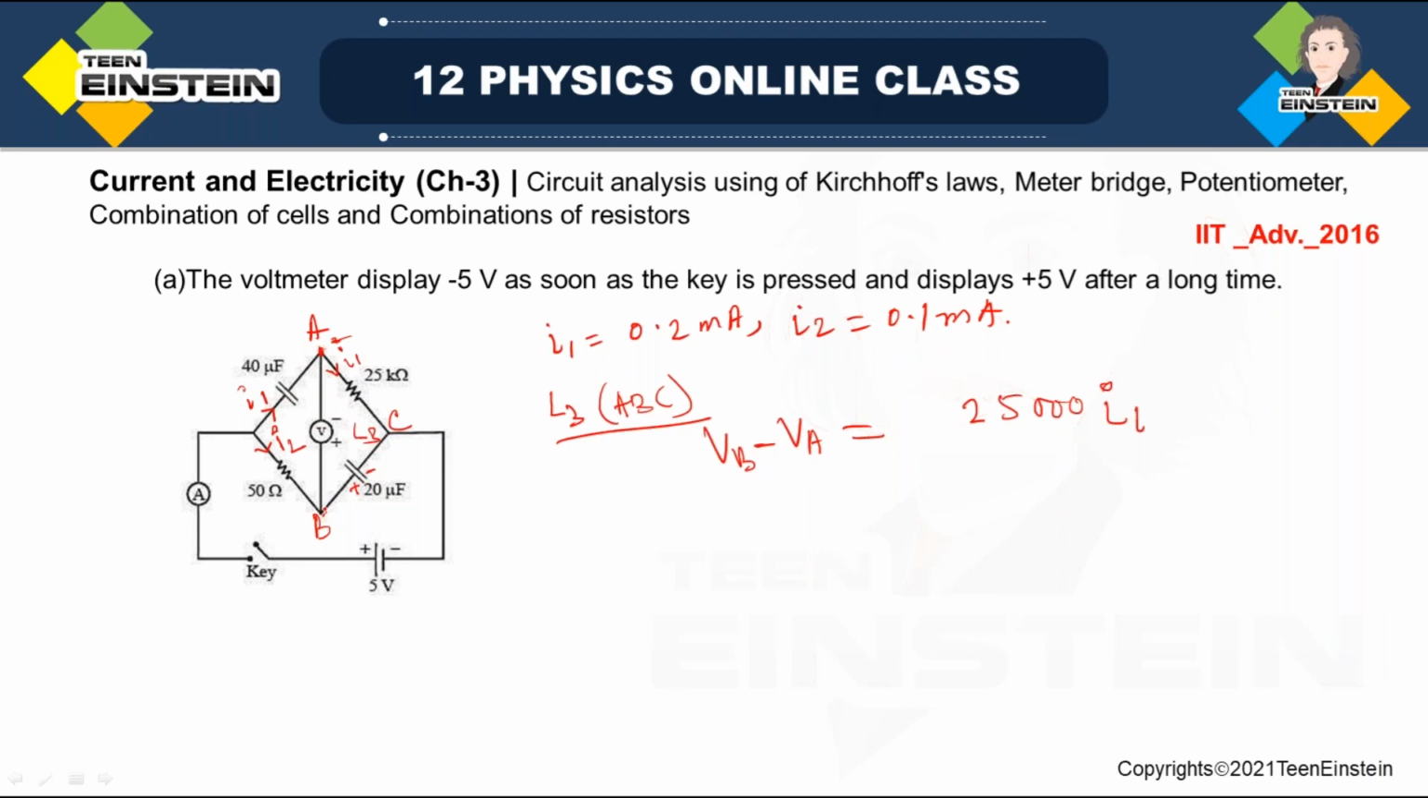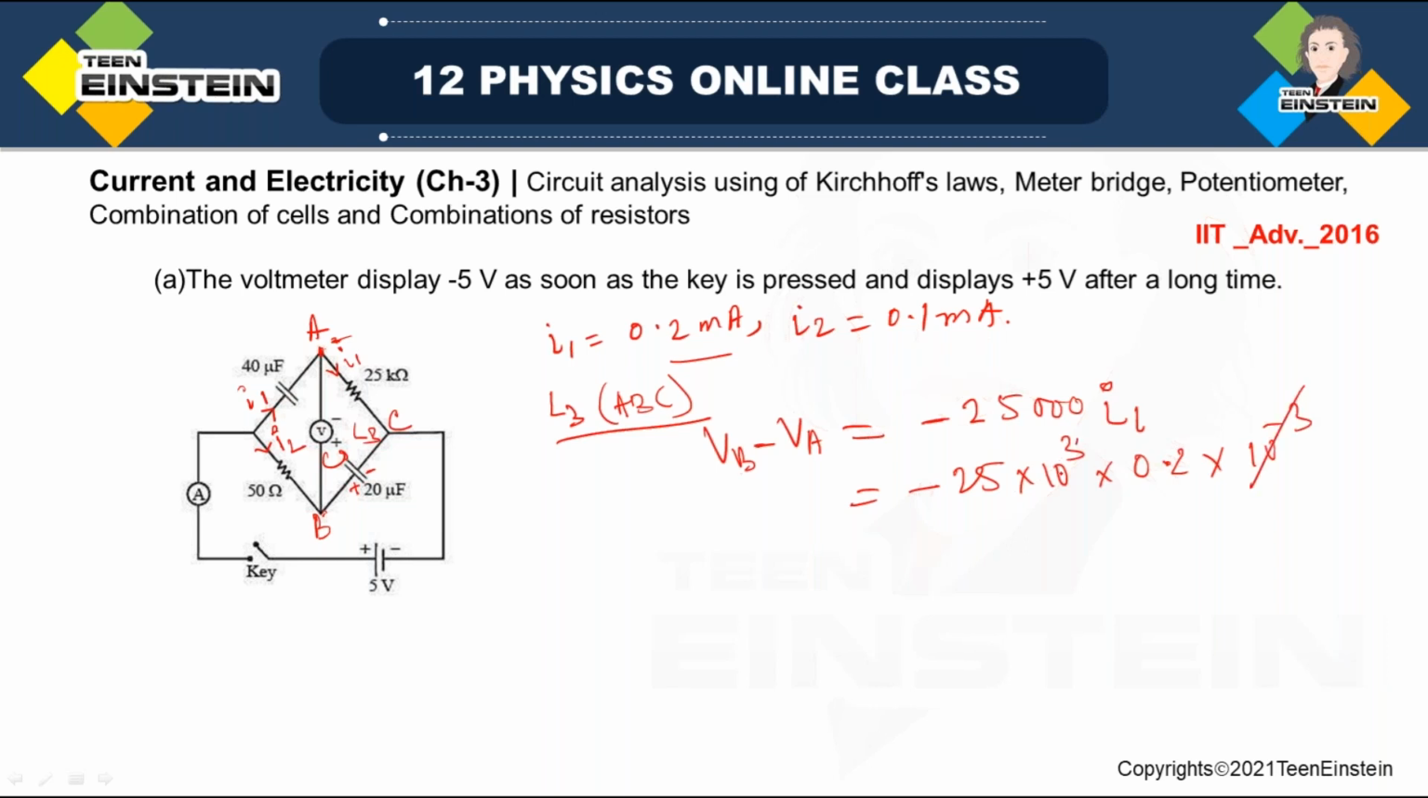One more thing is that if I take this as positive voltage, this is negative. Again, the current I'm going from this way. The loop is like this, and current is flowing in the negative direction. So that's why here there will be a negative sign in Kirchhoff's law. So VB minus VA, again, this is 25 into 10 to the power 3, and I1 is 0.2 into 10 to the power minus 3.